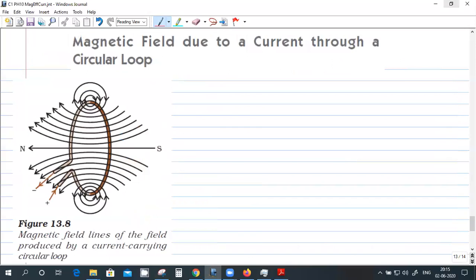Now, instead of a straight wire, you have a circular wire, a circular loop. And there is a circular loop.